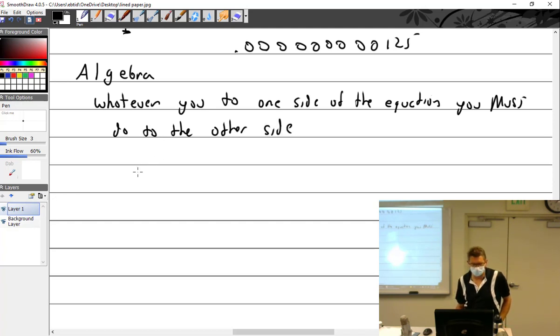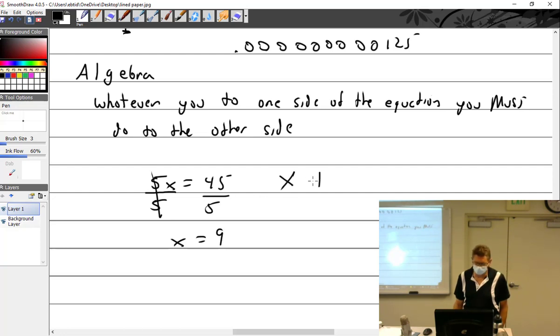For example, we've done a whole bunch of this. We had 5x equals 45, and we want to isolate the x. We're going to divide that by 5, so we have to do it to both sides, and that cancels that out. So x equals 45 over 5, and 45 divided by 5 should be 9.